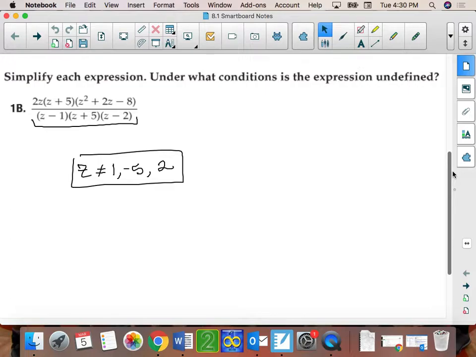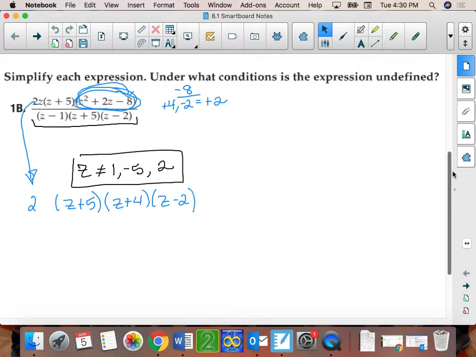Now we're going to simplify what we can on the numerator. We're going to take this and factor it. So we're looking for factors of negative 8 that add to positive 2. That's going to be a positive 4 and a negative 2. So my new numerator will be 2z times the quantity z plus 5 over, and now I'm going to factor this: z plus 4 times z minus 2. And then that's all over my denominator: the quantity z minus 1 times the quantity z plus 5 times the quantity z minus 2.